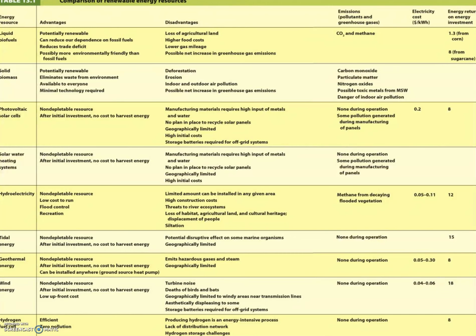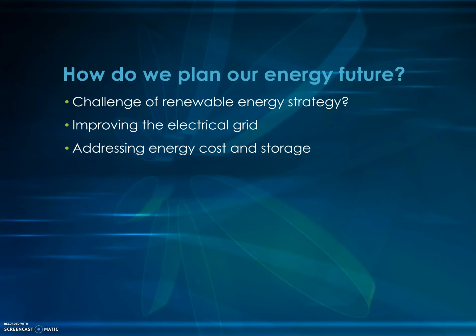So how do we plan our energy future? 40% of energy used in the United States is used to generate electricity. The United States electrical distribution system is outdated. 5 to 10% of the electricity that we generate is lost just as it's transported. Looking at things like a smart grid or smart thermostat or smart meter, smart appliances that know when to operate, that know when to run, can help reduce our energy use.